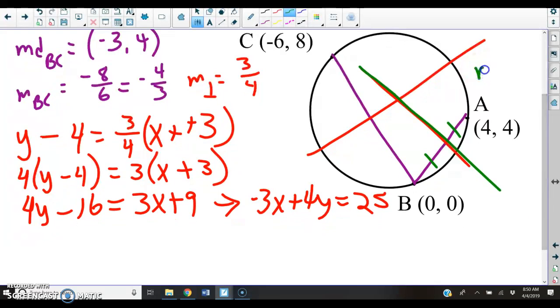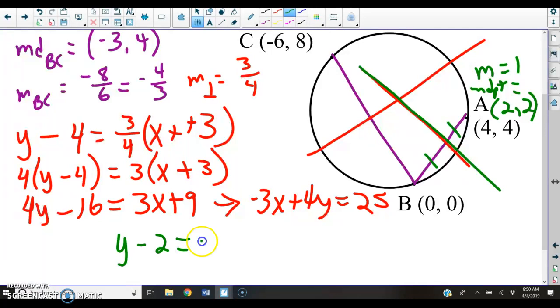Isn't your slope 1 for the current line, the purple line? And the midpoint, wouldn't it be 2, 2? Halfway between 0, 0 and 4, 4. So the slope of that line would be y minus 2. Remember, the slope is opposite and reciprocal. The reciprocal of 1 is just 1.